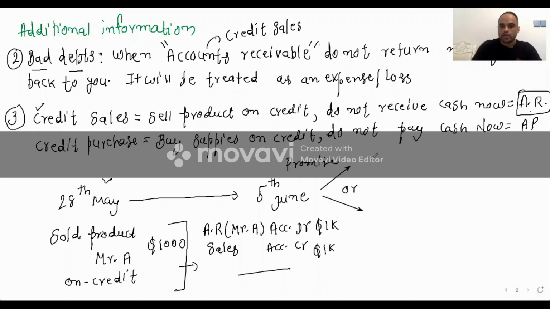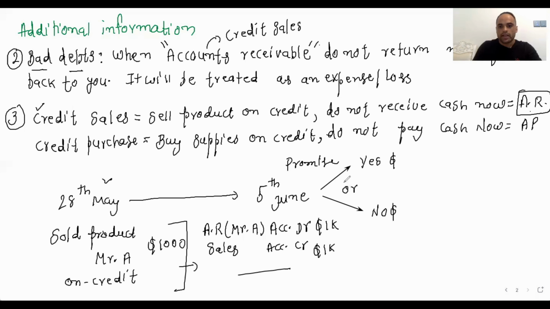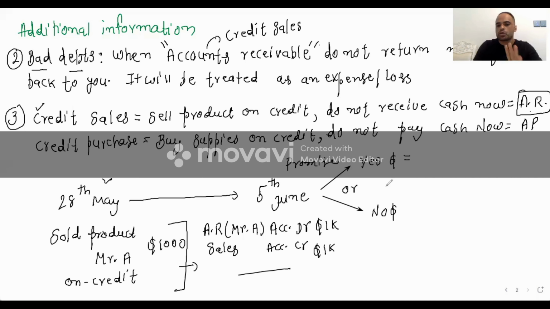Situation one is that your customer gives you money, and situation two is that the customer does not give you money. Let's say the customer gives you money. The customer, Mr. A, will pay you money on the 5th of June. Can you tell me what will be the journal entry?